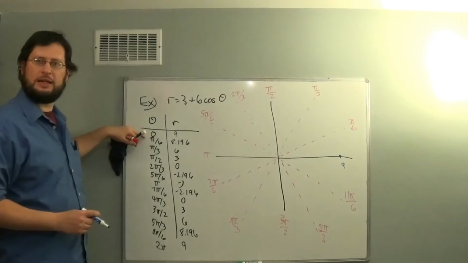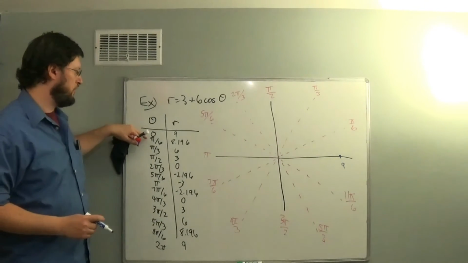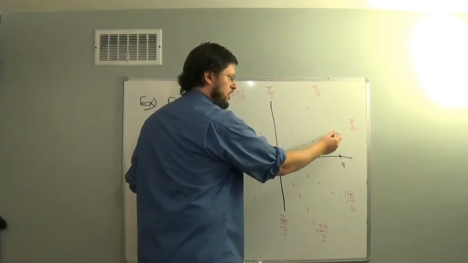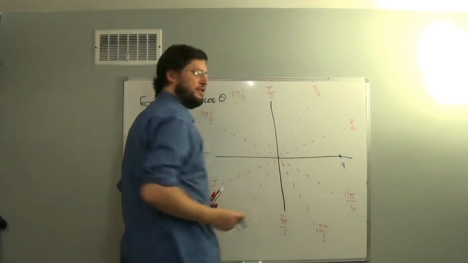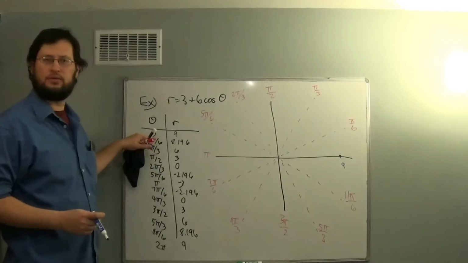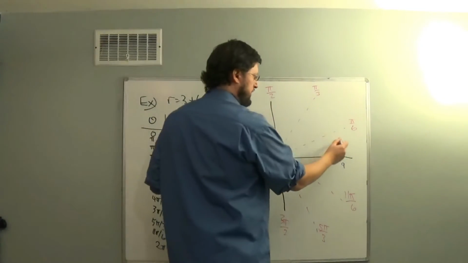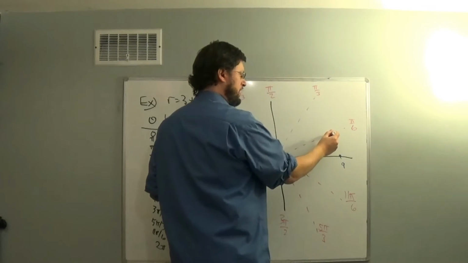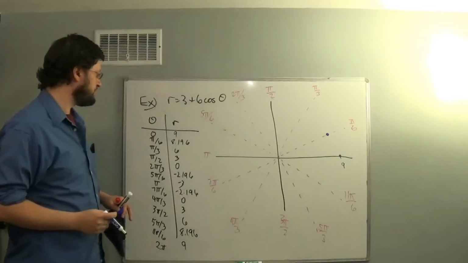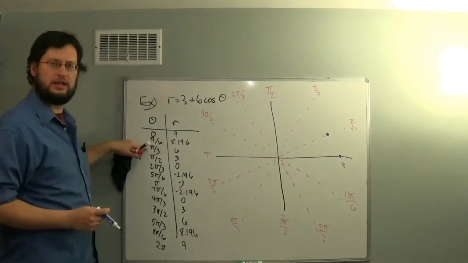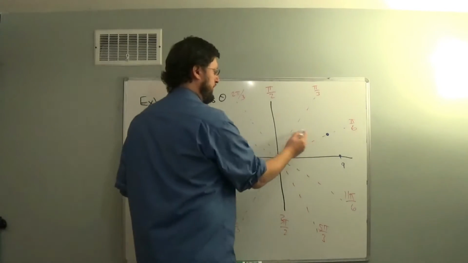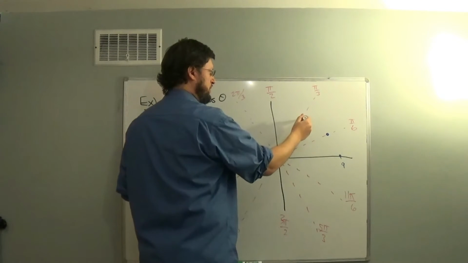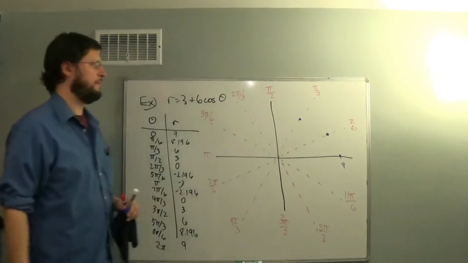Pi over 6 gives 8.196. That means that if I were to draw a circle of radius 9 along pi over 6, we're actually a little bit further in. We're not all the way out. We're pretty close to 9, but not quite. So we're right here. At pi over 3, we're 6 units out, so we're way less than 9. We're even further in here.